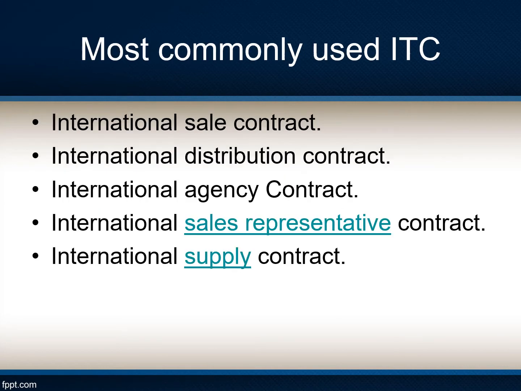There are different types of international trade contract. The contract that is used for selling from business to business is the sales contract. There's also another contract for distribution, and we call it the distribution contract. And then we have the international agency contract for those who are providing some services, and then a contract for sales representative and a supply contract.